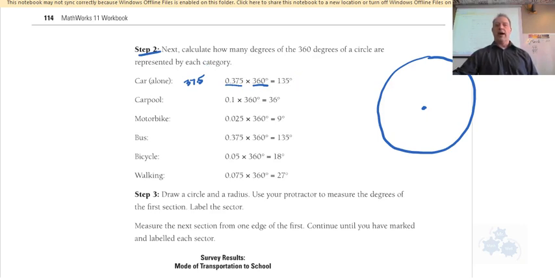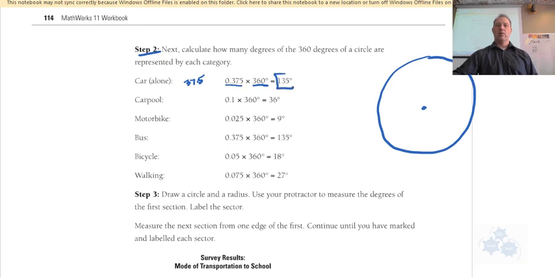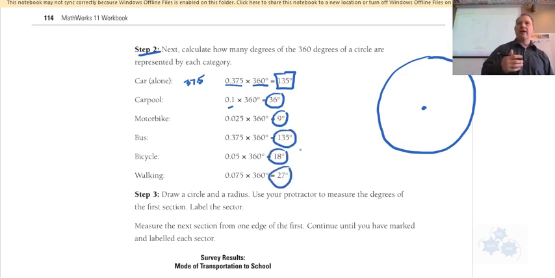So 0.375, we'll use the full decimal, times 360. This is where we'll round if we have to, for the degrees. 0.375 times 360 is exactly 135 degrees. So let's figure out the degrees for each, which they did here. Take the decimal or the percent on your calculator, it doesn't matter, times 360, so we get the degrees. So step 2 is finding the degrees for each section: you take the fraction or the percent and multiply that by 360.